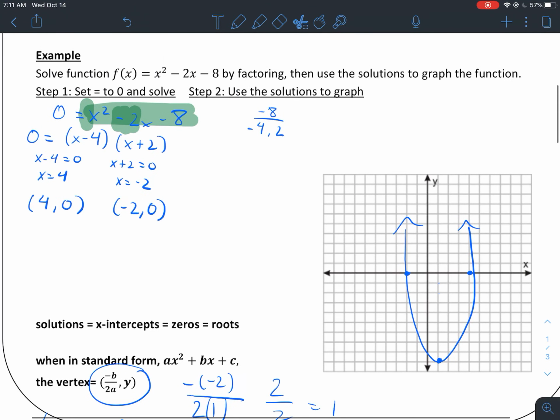So just to recap what we did today, we factored our quadratic function, set each of the factors equal to 0, and got the zeros.